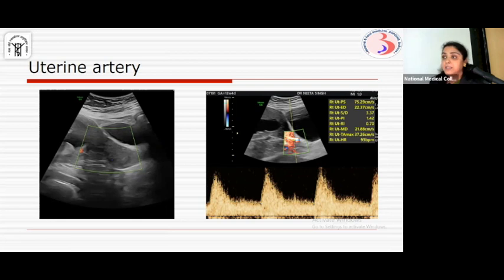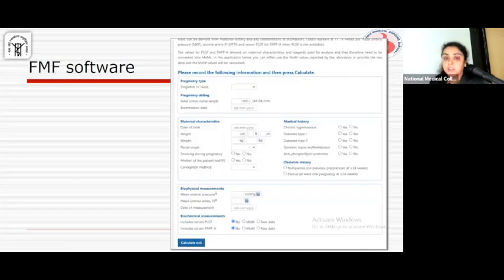There are centiles available free of cost at the FMF website, so we can plot it there and see whether the patient is at high risk or low risk. Here we see there is PLGF also and PAPP-A also. We can put in the MoMs if we have either or both of them, and it will calculate the risk for us. A patient who is at high risk is to be started on low dose aspirin, we all know.